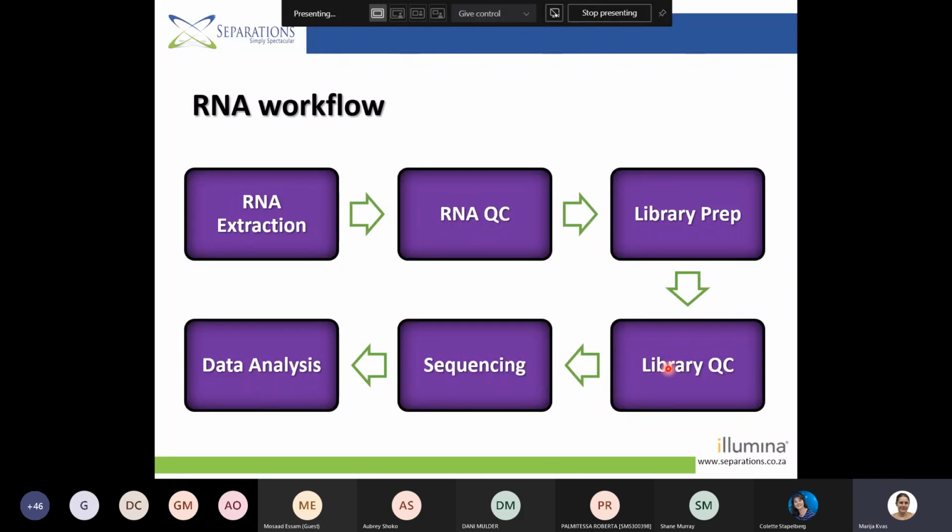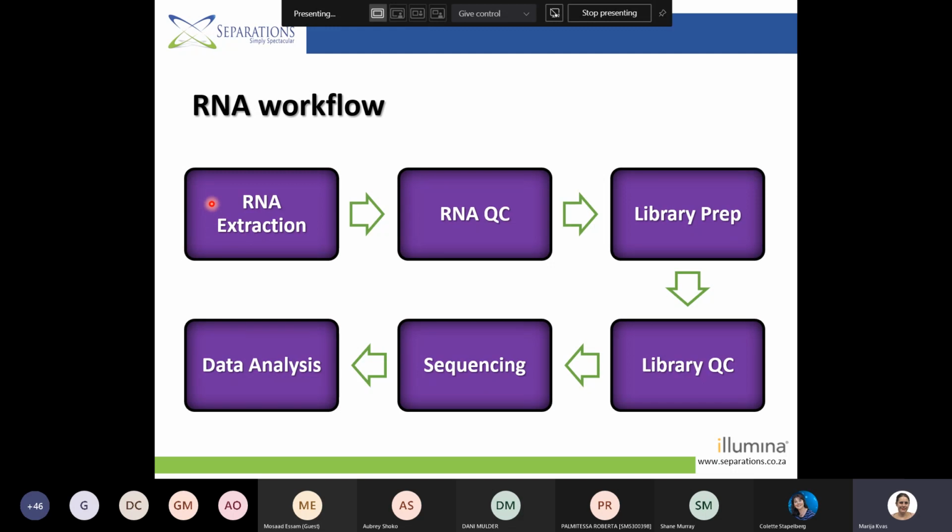Okay, so when we talk about RNA workflow, all of it, I would say it's the same. Obviously, we will start with RNA extraction. We will do RNA QC, which is really important. And then depending on the library prep, actually, what is our application, we will go into a library prep. We will quantify that library. Depending on the amount of data that we need, we will choose a specific sequencer that we need, and obviously we would analyze the data.